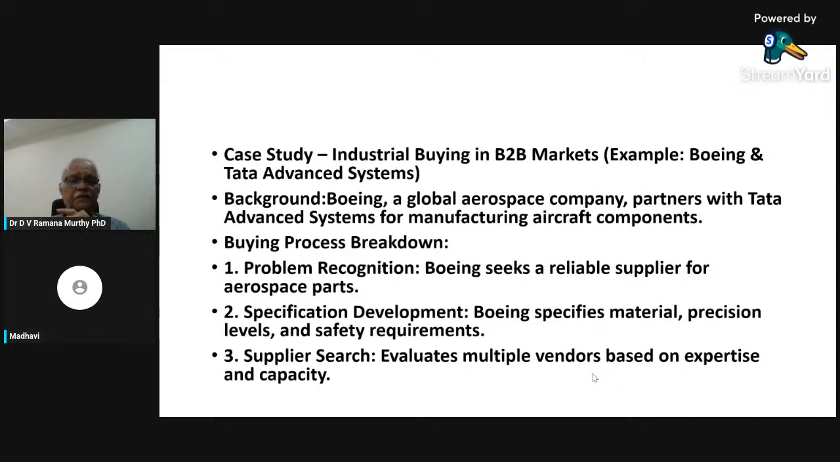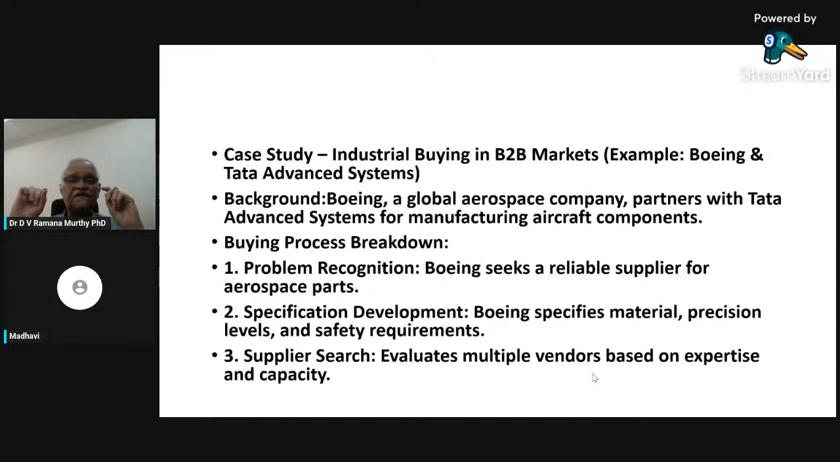Let's examine how the buying process breaks down. First is problem recognition. Boeing, the aircraft company, seeks a reliable supplier for aerospace parts. So they search X, Y, Z, and they come to an understanding with Tata Advanced Systems. Second is specification development. Boeing specifies material, precision levels, safety requirements, whatnot. This is called specification development.